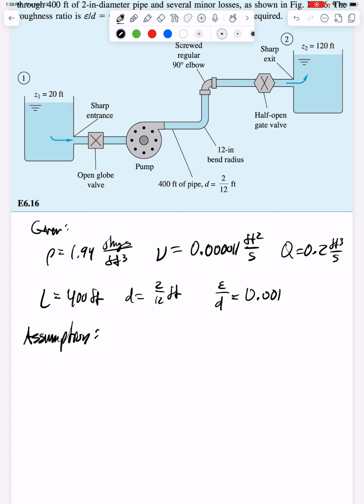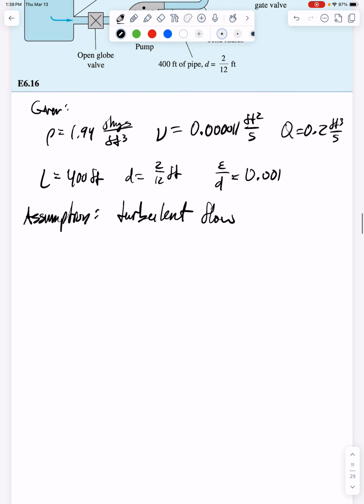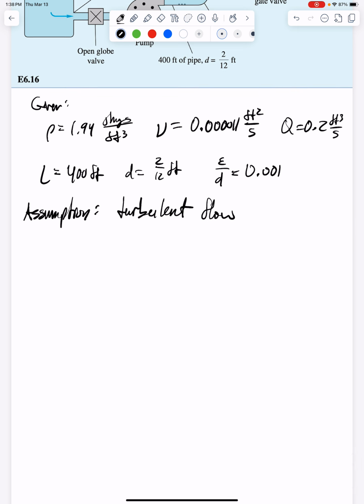So once again, I'm assuming turbulent flow due to the fact that I'm working with epsilon. Okay, so I want to find the pump horsepower. Pump horsepower, which is based on HP, is part of the energy equation. Let me write that out first.